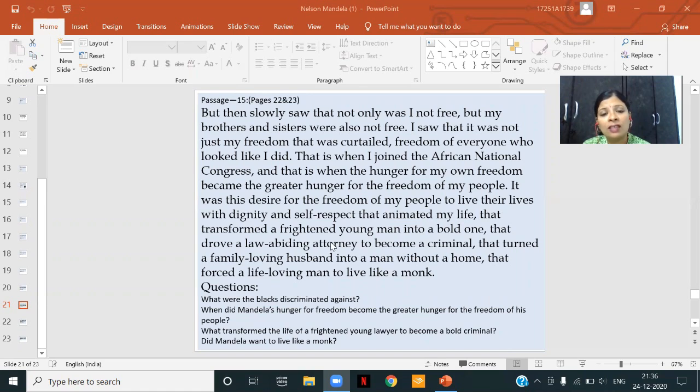So, this force transformed this young man who was afraid into a bold man, that drove a law abiding attorney to become a criminal. So, this force also changed a law abiding person into a criminal, that turned a family loving husband into a man without a home. So he had to leave his family and he had to run away because he was fighting for the freedom, that forced a life loving man to live like a monk. So you see, children, it became a force in his life and he started living the life of a monk because he had to leave his family, he had to run away. He turned into a criminal because of his strong desire to achieve freedom.